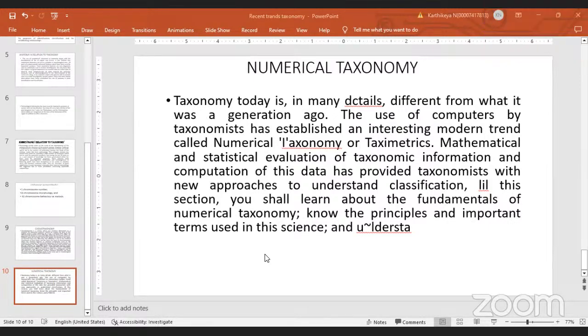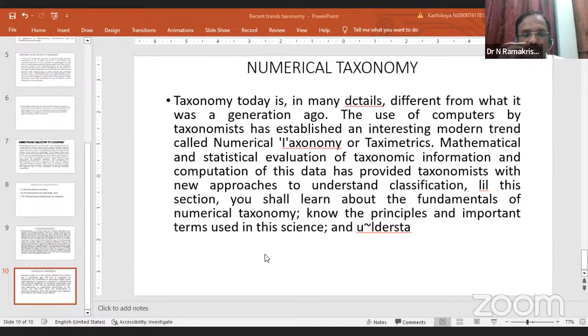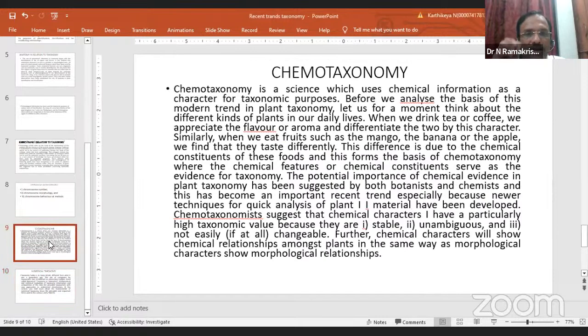Tulasi. Yes. Okay. When you are giving the leaf, based on the smell, we are going to identify it. Is it okay? In chemotaxonomy, we completed it recently. Chemotaxonomy means a species which uses chemical information as the characters for taxonomic purposes.